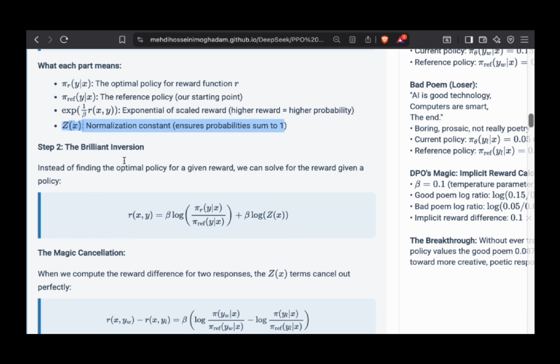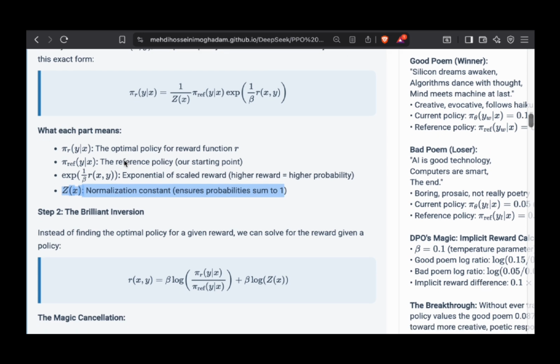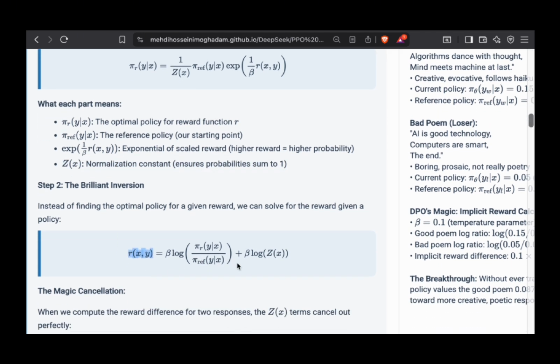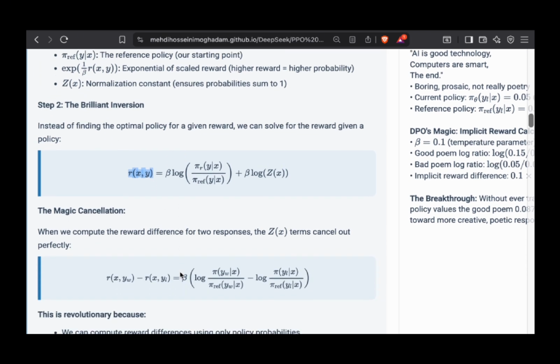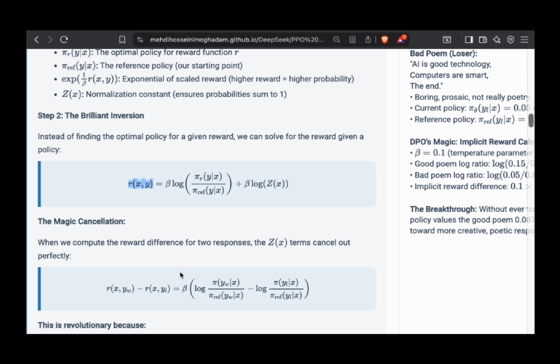What we can do is solve this equation for the reward function. This is technically how we get the equation back. And imagine again from the PPO side, we had two kinds of answers, the winning answer and the losing answer. Now we have this reward for x and y. If we have two answers, the winning answer and the losing answer, and we compare them, making a difference of them, this is what we will get.